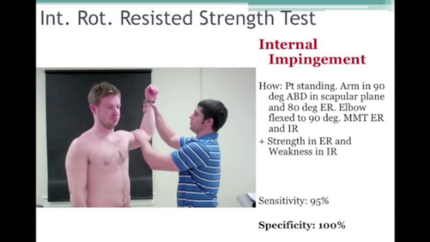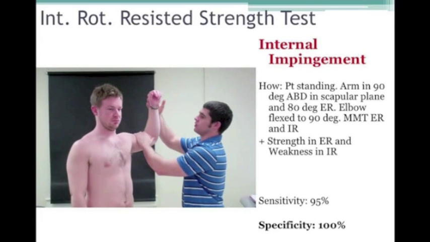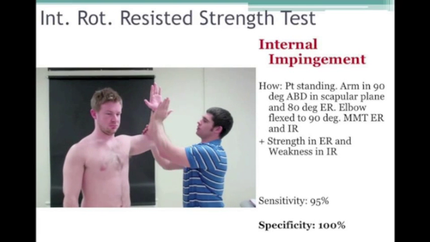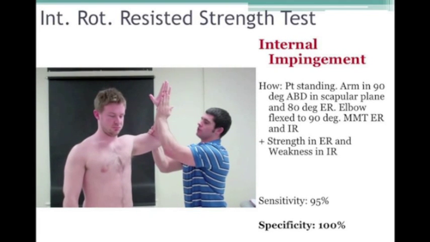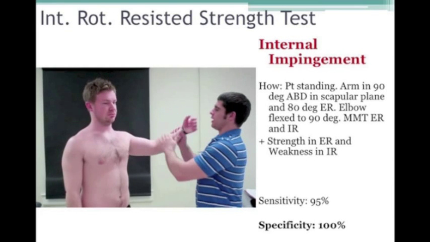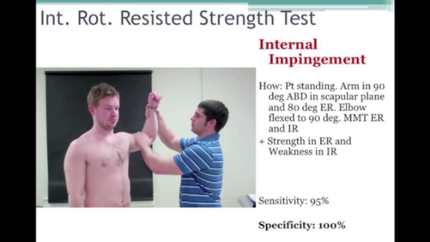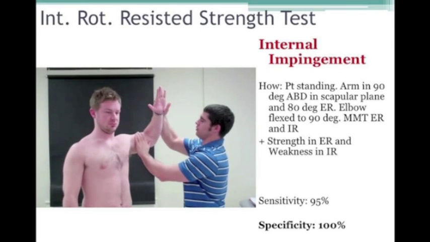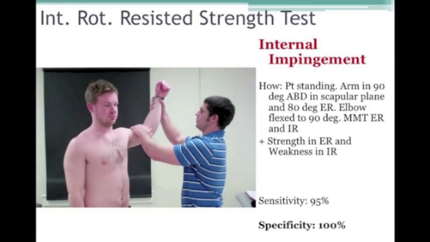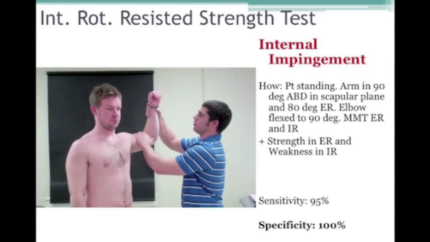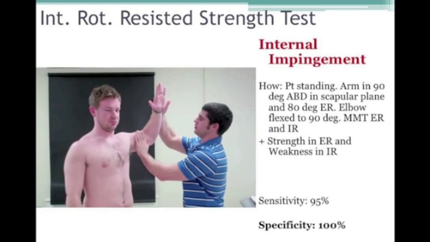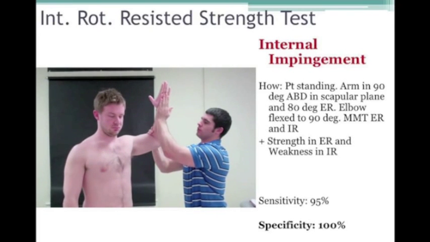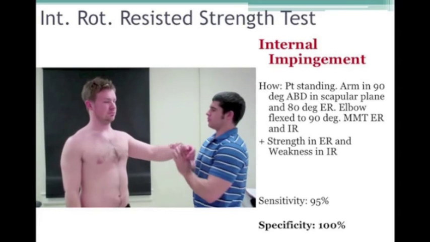Next is the internal rotation resistive strength test. Patient is standing. The arm is abducted to 90 degrees in the scapular plane and 80 degrees of external rotation. The elbow is flexed to 90, of course, and there's manual muscle testing done of the external rotators and the internal rotators. Positive test for this is strength in external rotation and weakness in internal rotation, which of course is opposite of what you would expect. Again, high numbers and probably needs some more research to be done, but a specificity of 100% and a sensitivity of 95%.